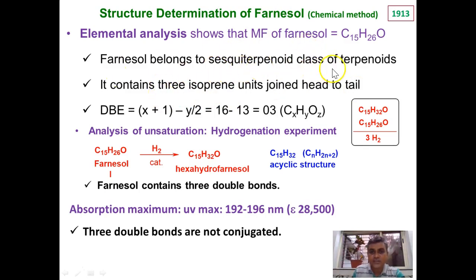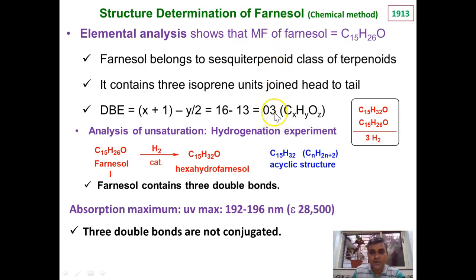Another piece of information that we get about the structure of farnesol from the molecular formula is the degree of unsaturation or double bond equivalence. Degree of unsaturation or double bond equivalence is nothing but how many double bonds or how many rings the molecule contains, or it may be a combination of ring as well as double bond. For a molecule CxHyOz, the double bond equivalence is calculated by the formula x plus 1 minus y by 2. If you keep the values of carbon and hydrogen here, the double bond equivalence is found to be 3. So farnesol shows 3 degrees of unsaturation.